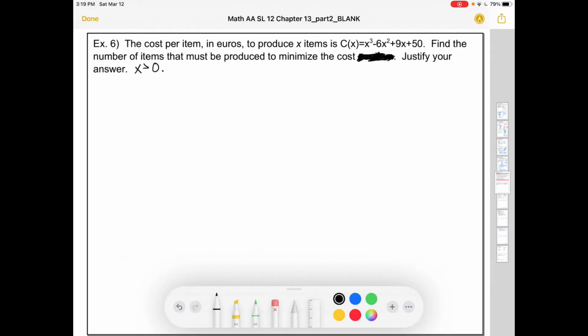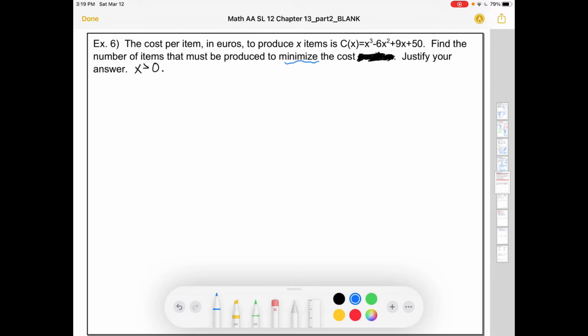In this question, we've got the cost per item in euros to produce X items is given by this contrived cubic function. We're going to find the number of items that need to be produced in order to minimize the cost. We're going to justify our answer. And we're also given the restriction that X has to be greater than 0, so you're not allowed to produce 0 items. So anytime that you're looking at minimizing something, that means that we're in an optimization situation.